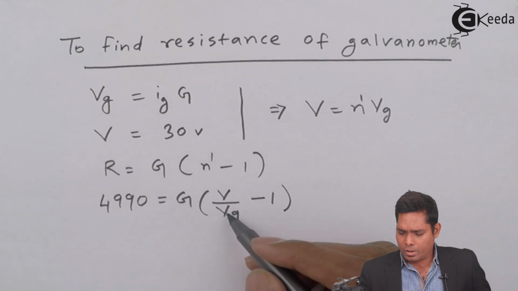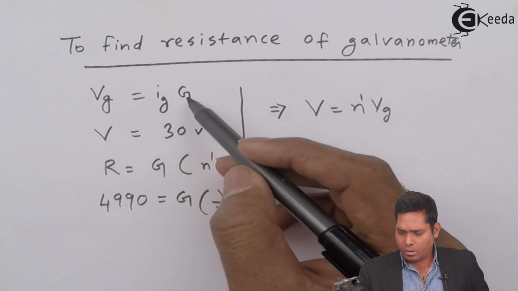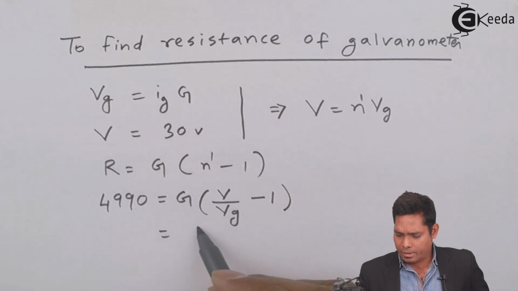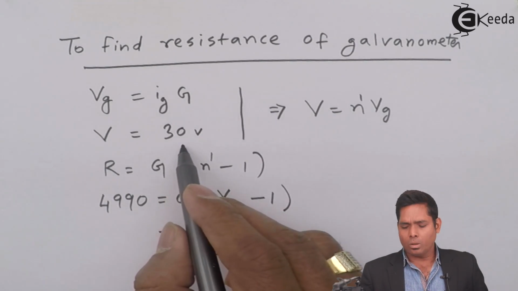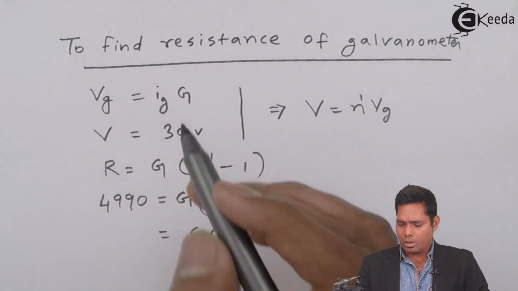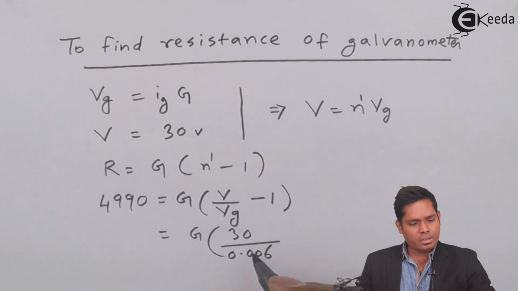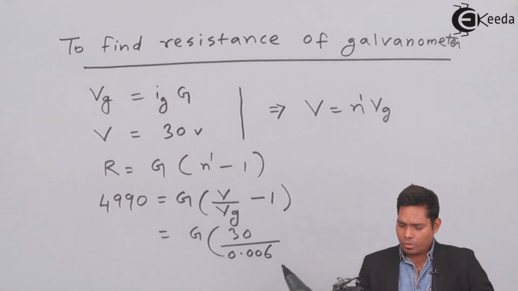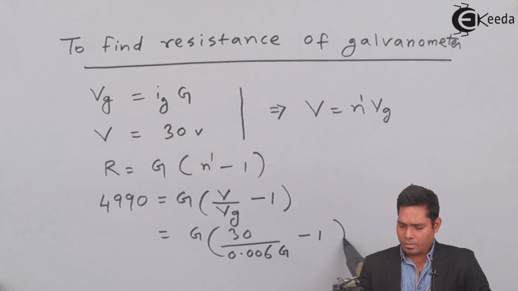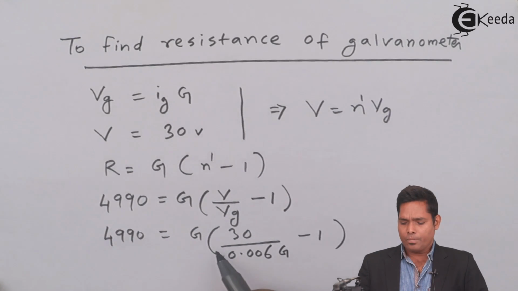Now V upon Vg, where Vg is Ig into G. So we can write that V is 30 volt, the maximum that you can measure, divided by Vg, which is Ig into G. Ig is given as 0.006, so 0.006 into G, where G is the galvanometer resistance, minus 1. So from here you can get the value of G.